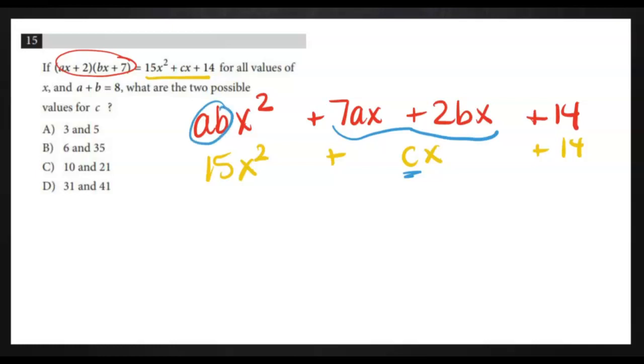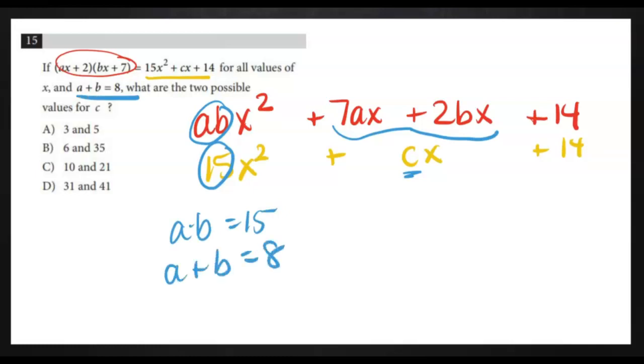So if I multiply a and b, it has to equal 15. But then I also know if I add a and b together, it has to equal 8. So let's look at my factors that will multiply to 15, but then add to 8. So I have 5 and 3. Now, it doesn't matter which number you put for A and which you put for B because there are two possible values for C, so I can get either answer. So let's just say I'm going to try A as 5 and B as 3.